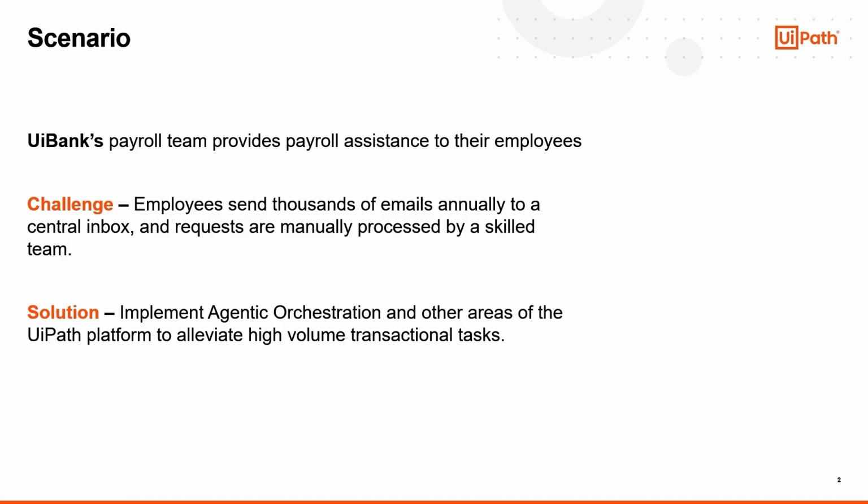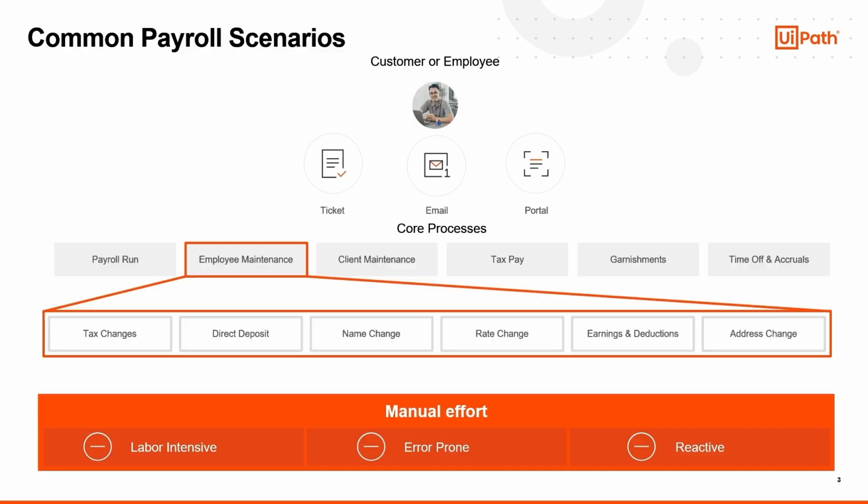We'll see how agents, robots, and humans can work in tandem to bring tremendous efficiency improvements to customer and employee-facing support operations. We'll focus today on the employee maintenance aspects of payroll, where employees often reach out to the team to process things like direct deposit updates, name changes, address changes, and so forth, where a lot of manual, labor-intensive tasks take place.